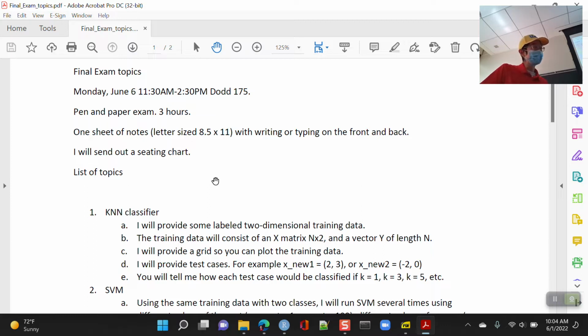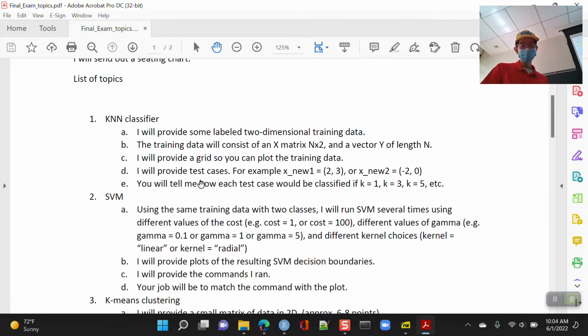And then, as always, you can have a sheet of notes, writing or typing on the front and back, and I'll send out a seating chart. And here's the list of topics, okay?